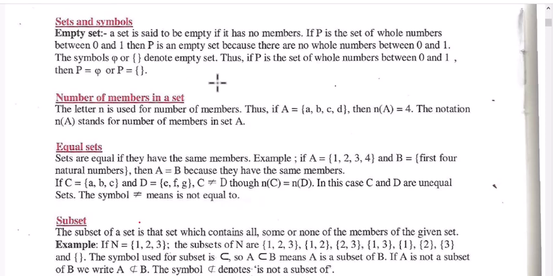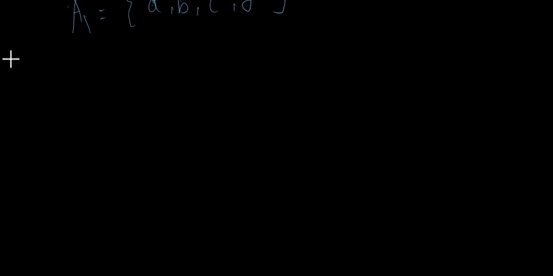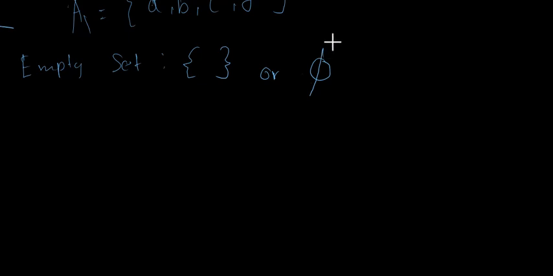Okay, so therefore the symbol for an empty set is these curly brackets, or this pitch symbol. Basically this is what we use when the set is empty, because the set has no elements. So when they tell you to describe an empty set, these are the two symbols you can actually use.